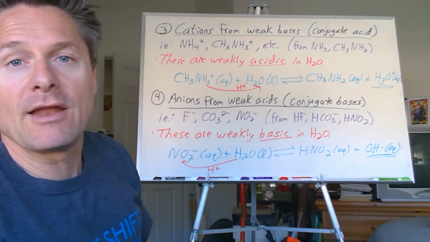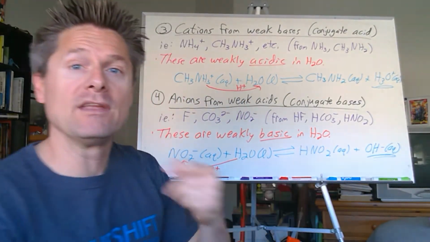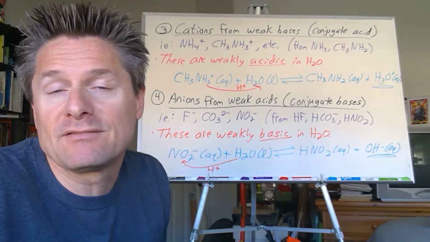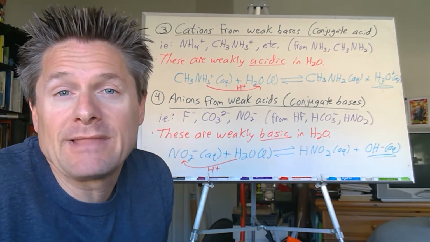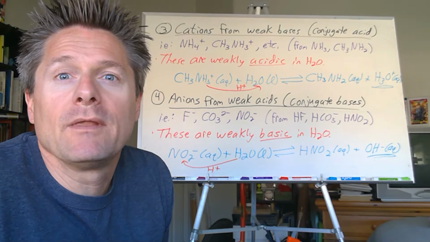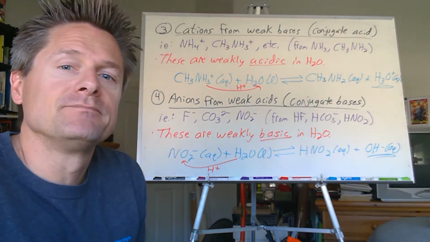And since it produces hydroxide ions, it's going to be weakly basic and produce a pH greater than 7, less than 14, and we can do ICE tables with that. All right, one more classification of ions, the most complicated one, and then we can do some ICE tables with these.